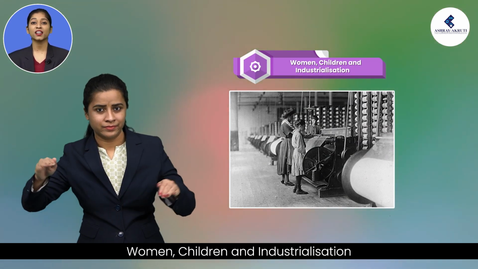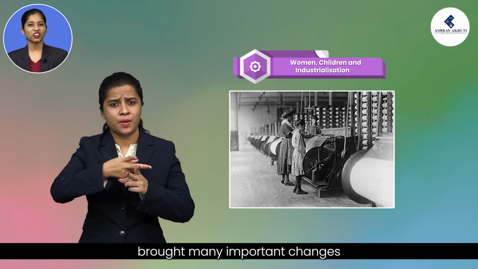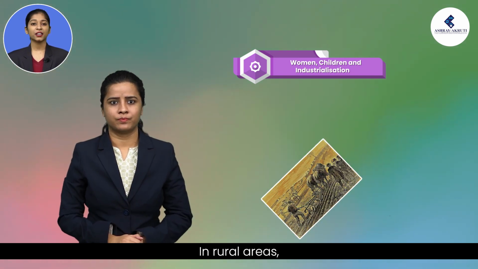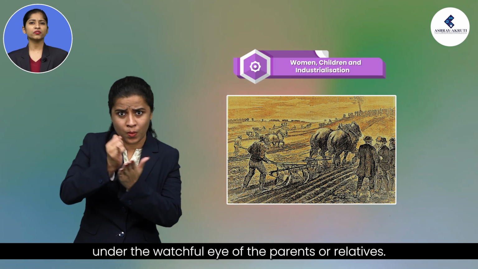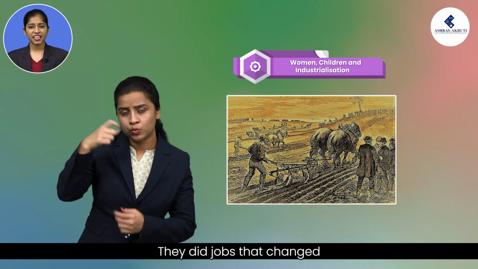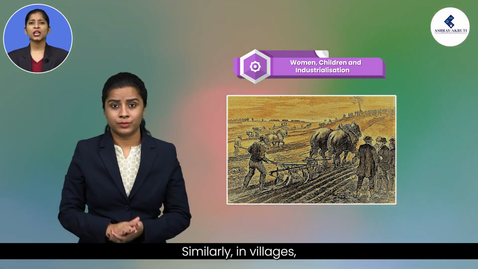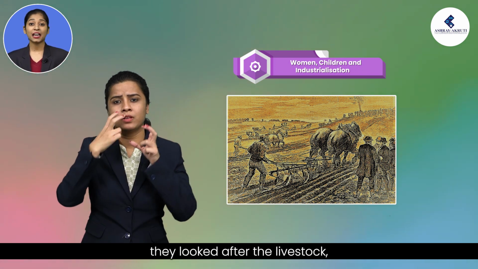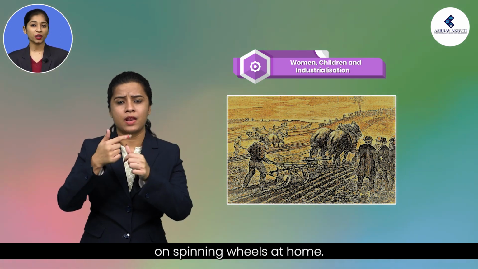Women, children, and industrialization. The Industrial Revolution brought many important changes in the way children and women worked. In rural areas, children usually worked at home or on the farm under the watchful eye of their parents or relatives. They did jobs that changed during the day or between seasons. Similarly, in villages, women were actively involved in farm work. They looked after the livestock, gathered firewood, and spun yarn on spinning wheels at home.